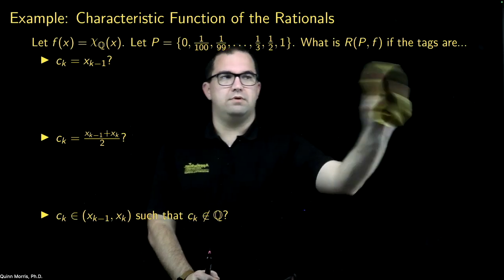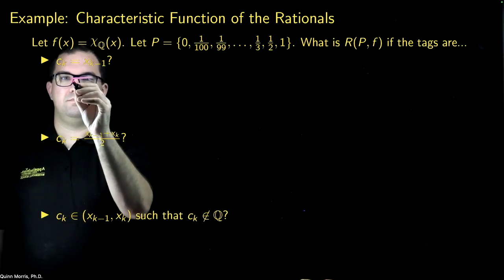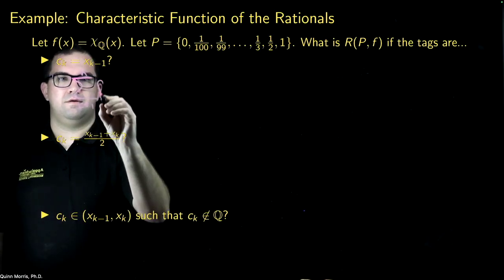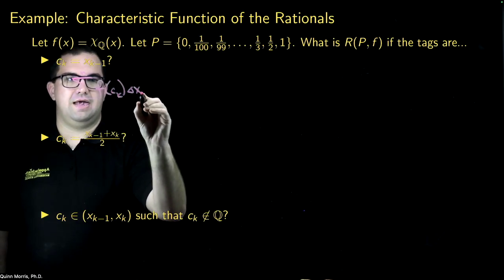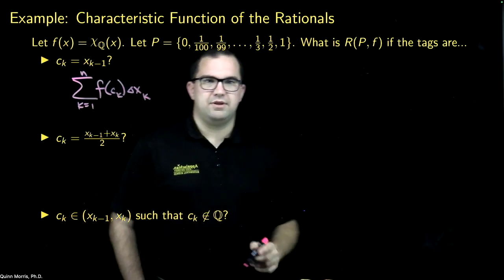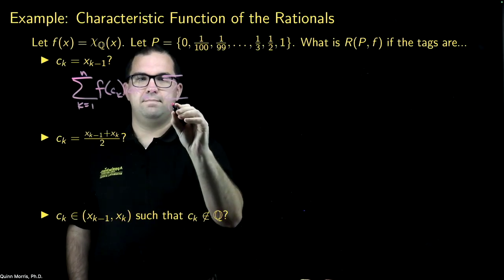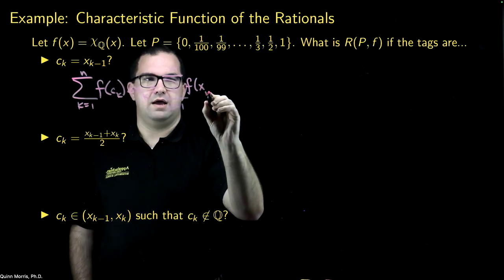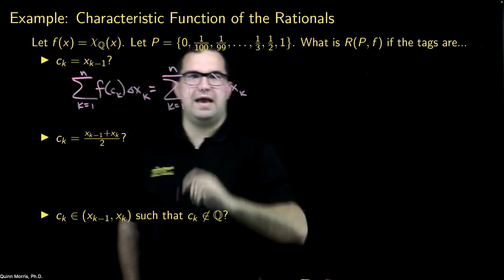Well, in general, what is a Riemann sum? In general, we define a Riemann sum to be the sum from k equals 1 to n of f of c sub k times delta x sub k. All right, so what's going to happen here? Well, here our c sub k's are x sub k minus 1. So this is going to be the sum from k equals 1 to n of f of x sub k minus 1 times delta x sub k.